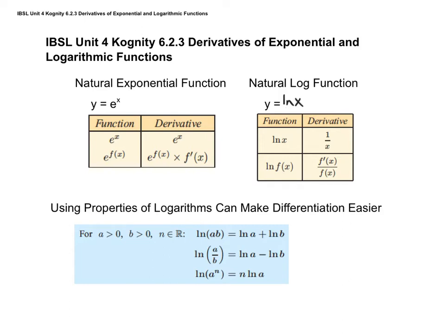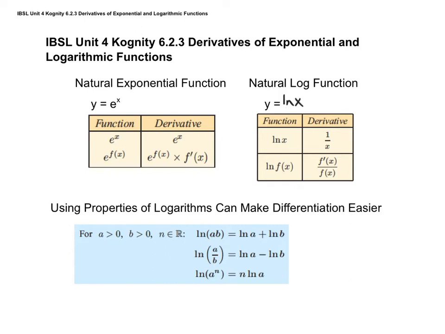So here, if I have e to some function f of x power, the derivative is just e to that power times the derivative of the power. And then, same thing here, if I have ln of some function, it's 1 over that function times the derivative of the function. So we simplify that to f prime of x over f of x. We'll do some examples here in a minute.